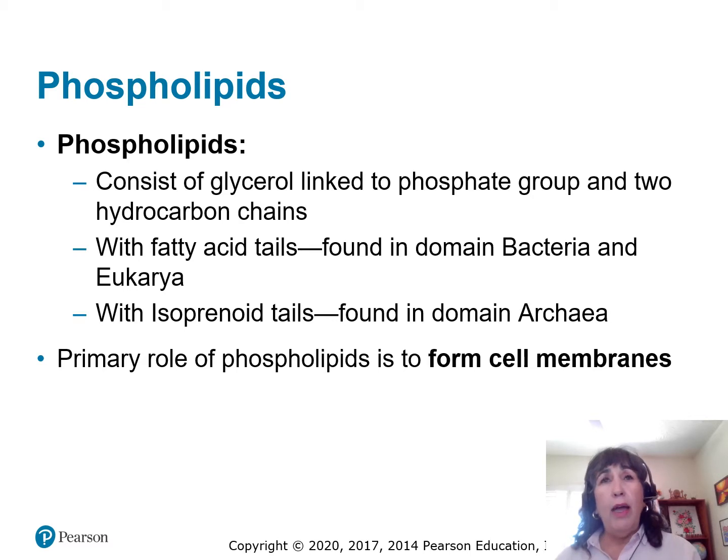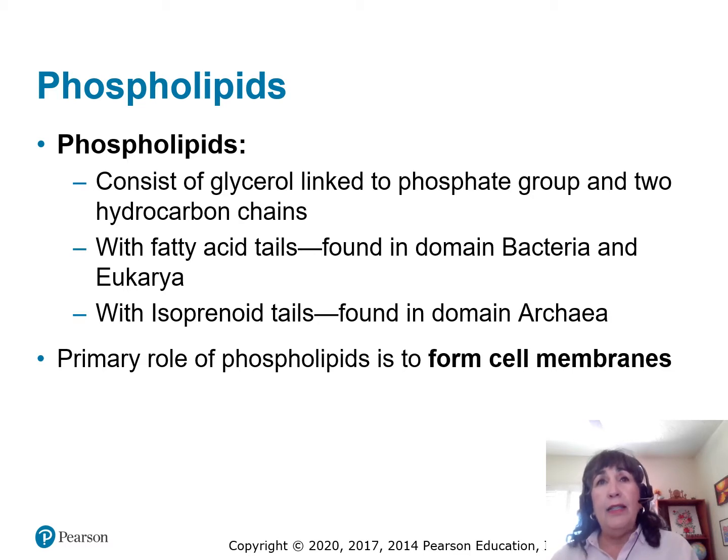The last type of lipid is a phospholipid, and this is the one that we'll be concentrating on in this chapter. The reason why is phospholipids form cell membranes. It consists of a glycerol linked to a phosphate and 2 hydrocarbon chains. Remember, a triglyceride has 3 fatty acid tails. If we remove one of those and replace it with a phosphate head, then we have a phospholipid.